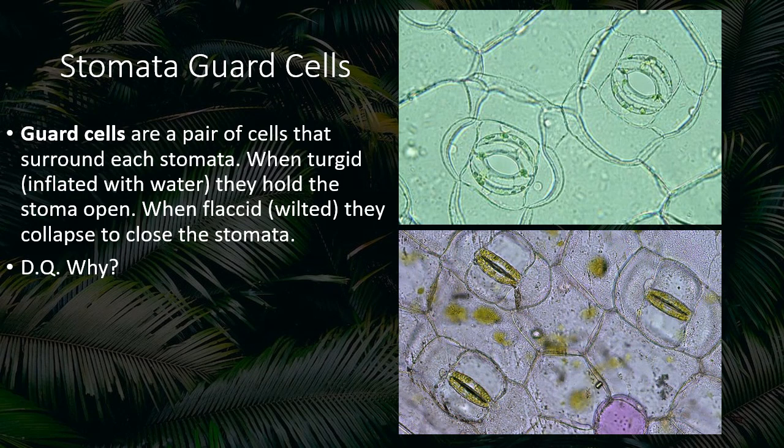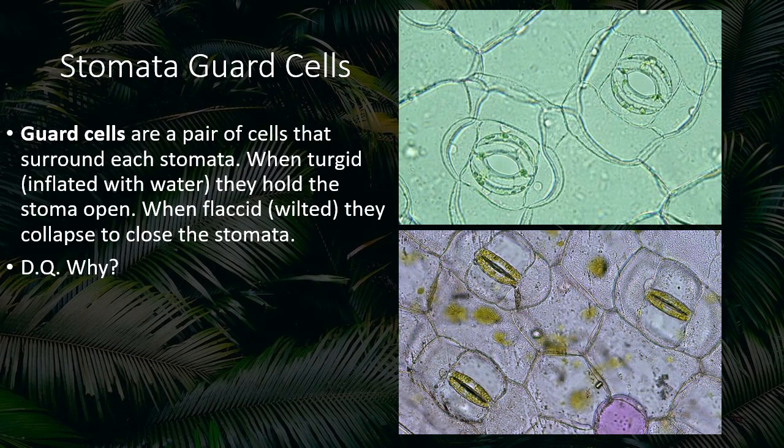The stomata have on either side what are called guard cells that look like a little pair of lips. This is where they get the name stomata. They look like a little mouth or a little pair of lips. And the guard cells, that's a pair of cells, they surround each stomata, and when they are turgid, meaning inflated with water, they kind of expand like little balloons and they hold the opening of the stomata open.